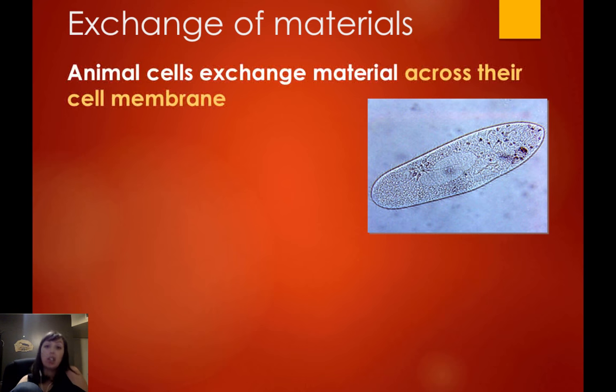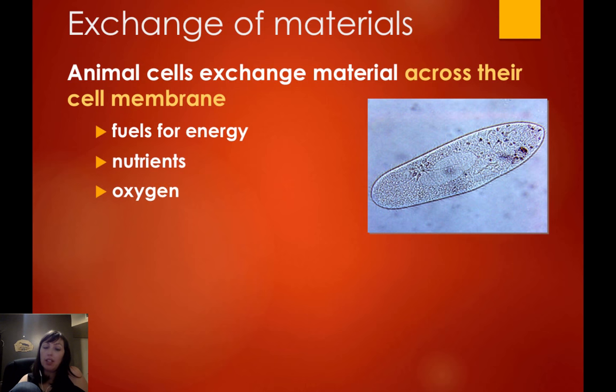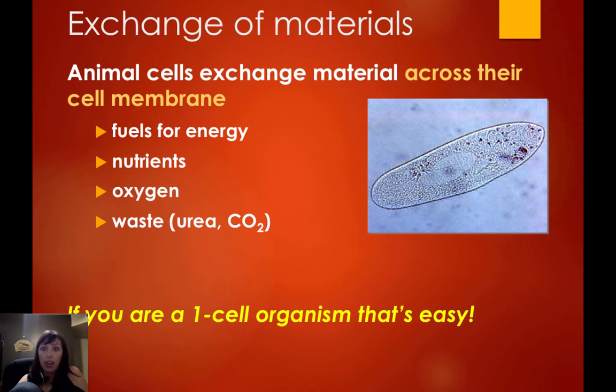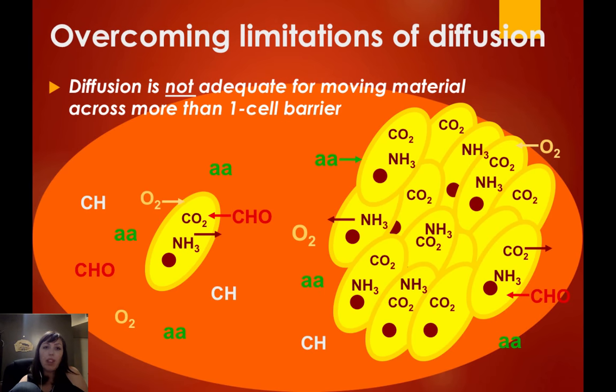Okay, so again, exchange of materials. Animal cells exchange material across their cell membrane. And we've learned all about this. This is how we get fuel for energy, nutrients, oxygen, waste moves in and out of our blood system. And if you are a one-cell organism, that's super easy. This is done through diffusion. However, diffusion is not adequate for moving material across more than one cell barrier.